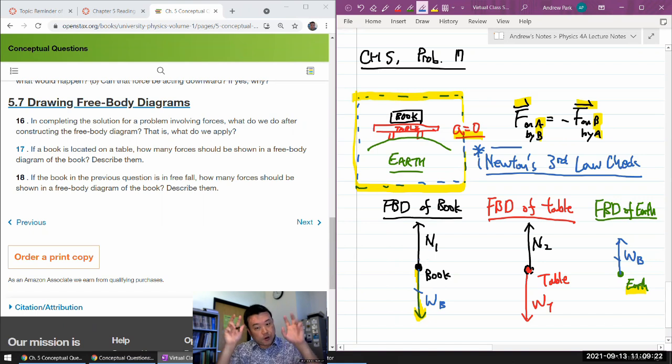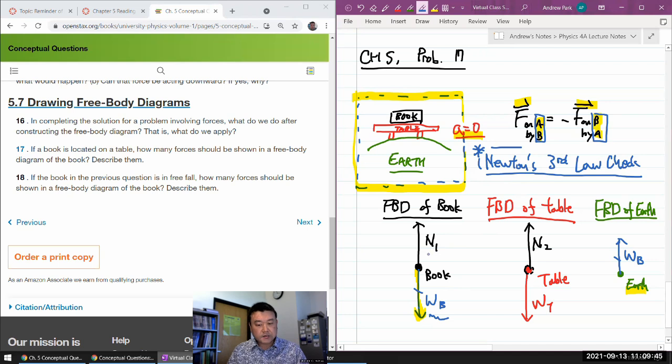Now there are equal and opposite forces, but don't get confused by that phrasing, equal and opposite. Even though this force is equal in magnitude and opposite in direction, it's not a Newton's third law pair, because Newton's third law pairs have to be on two different bodies. It's a law of interaction. It describes interaction. These two forces are forces on the same body.